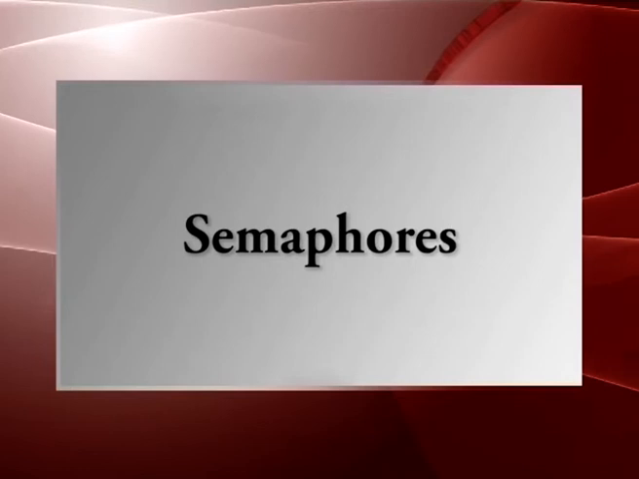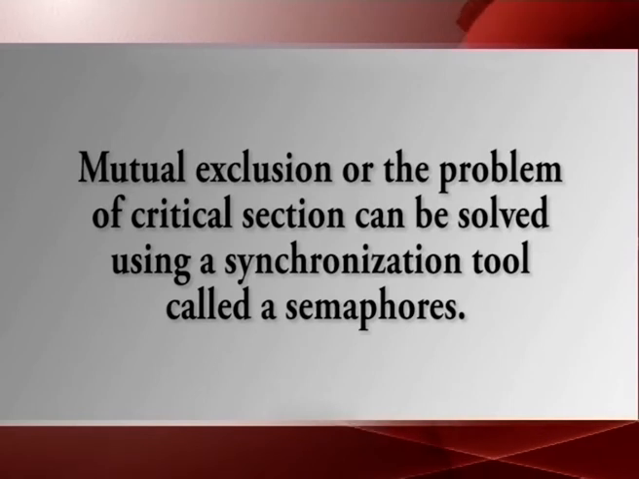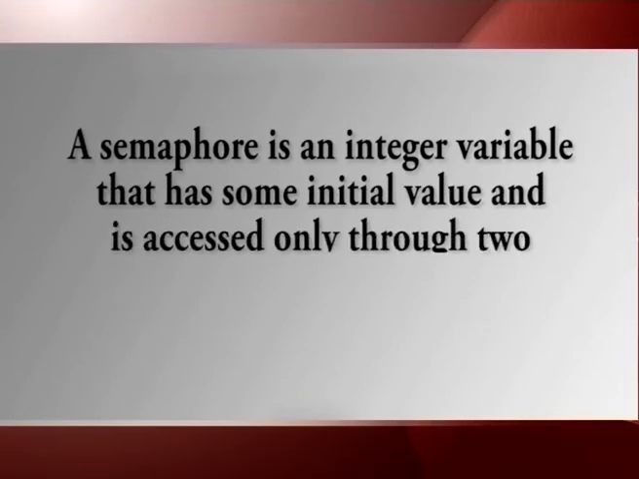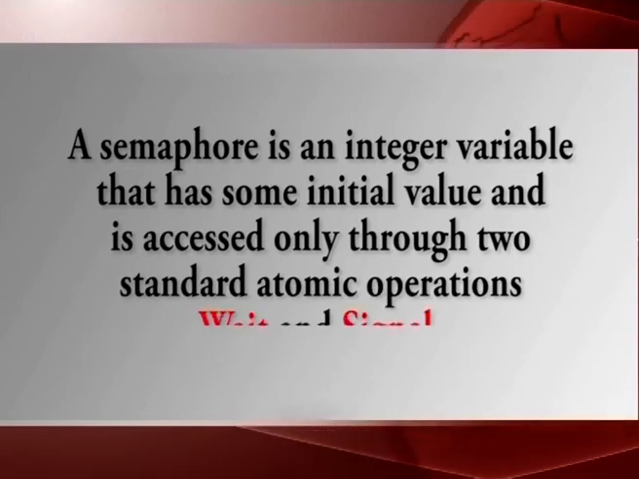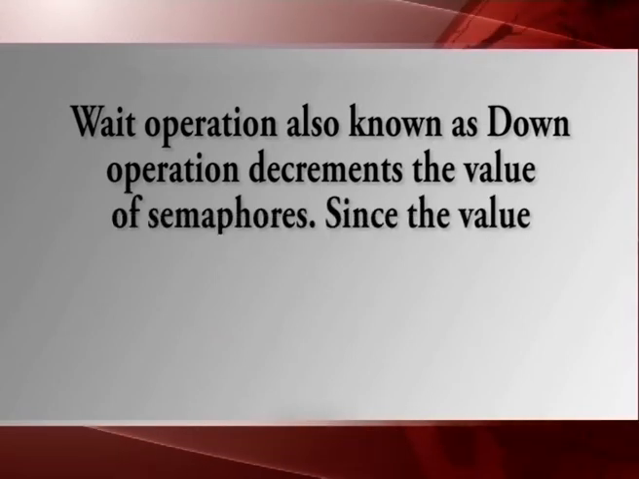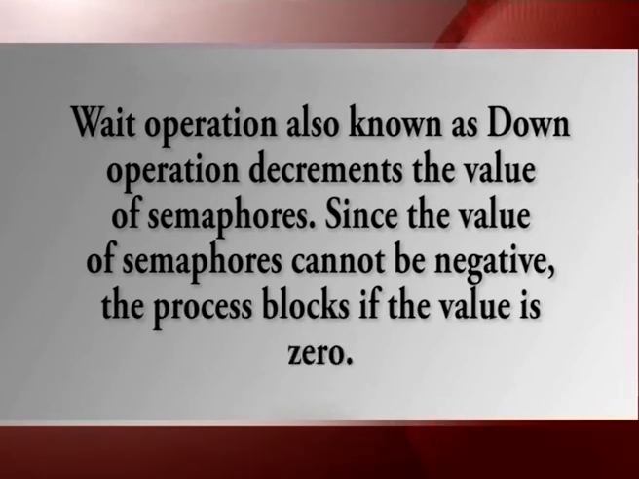Next topic is semaphores. Mutual exclusion, or the problem of the critical section, can be solved using a synchronization tool called a semaphore. A semaphore is an integer variable that has some initial value and is accessed only through two standard atomic operations, wait and signal. The wait operation, also known as the down operation, decrements the value of the semaphore. Since the value of a semaphore cannot be negative, the process blocks if the value is 0.